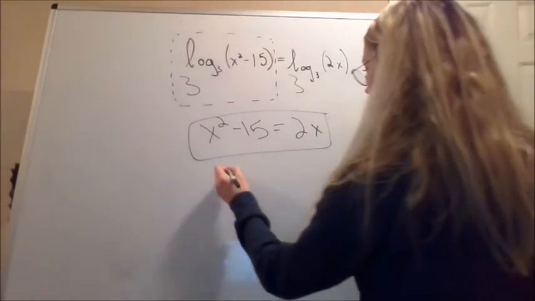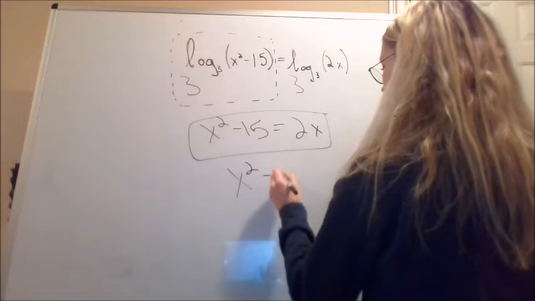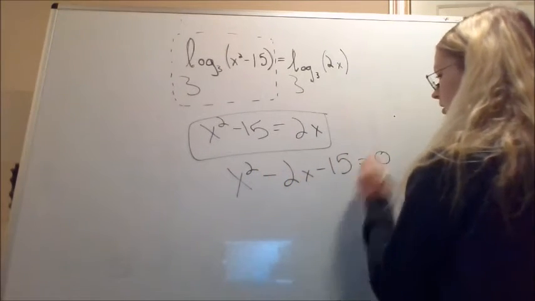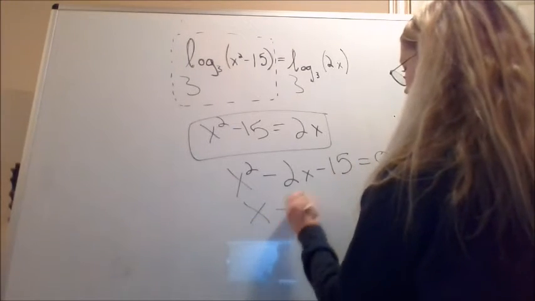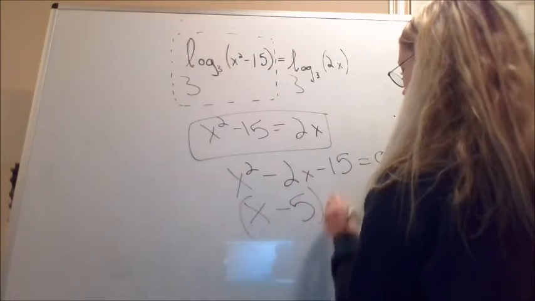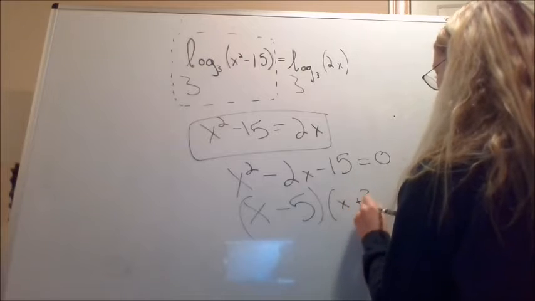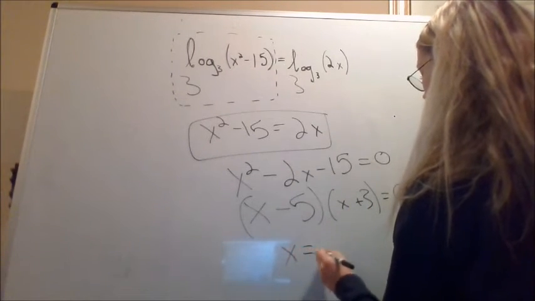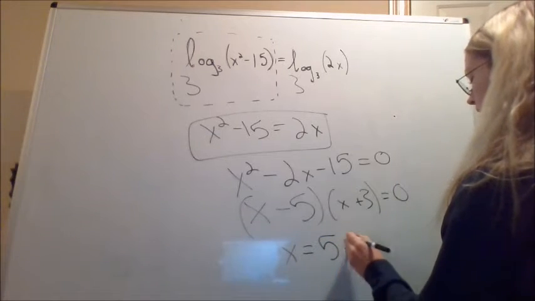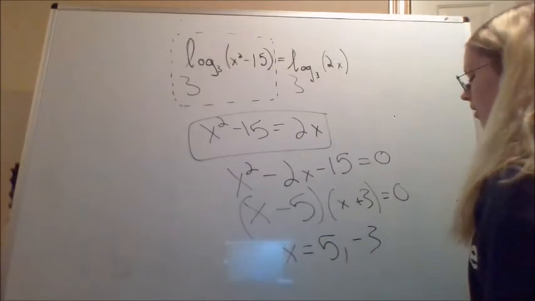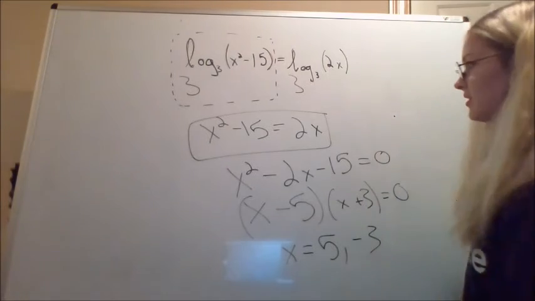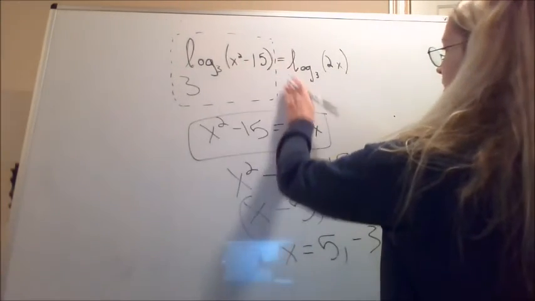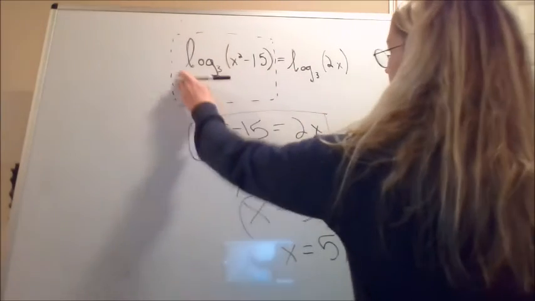And so now we just solve it simply as a quadratic. x squared minus 2x minus 15 equals 0. So we have x minus 5 times x plus 3 equals 0. So our solutions will be x equals 5 and x equals negative 3. But we have to check this. So let's plug in 5 to our original equation.